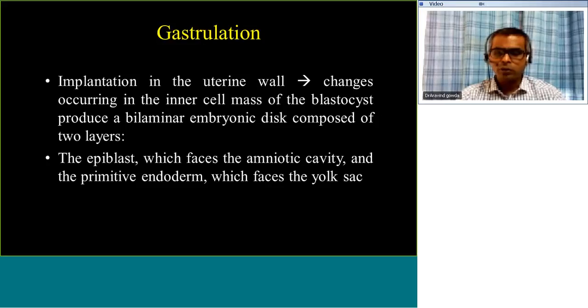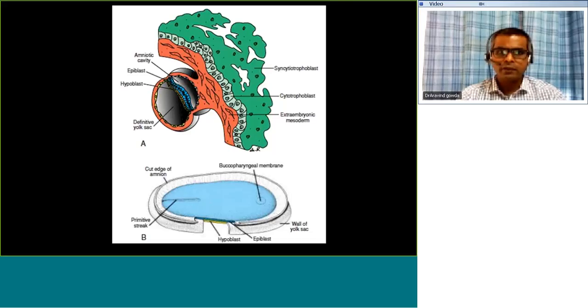The superior one, which is towards the amniotic cavity, is called the epiblast, which is the future primitive ectoderm. And the one that is towards the yolk sac is the hypoblast, which forms the primitive endoderm. So this is the bilaminar disc. When it gets implanted, this is the uterine wall, through the cytotrophoblast it is getting implanted. When the bilaminar disc is there, it becomes a trilaminar disc in a subsequent process, and that process is called gastrulation.